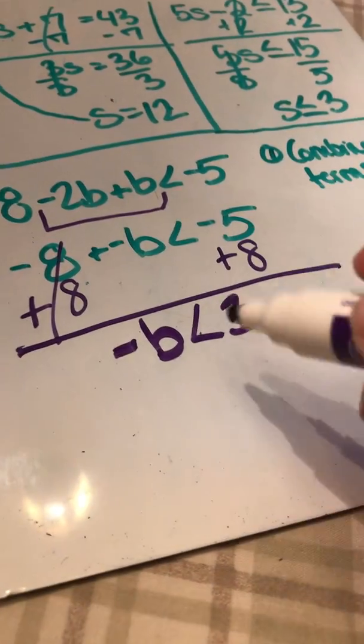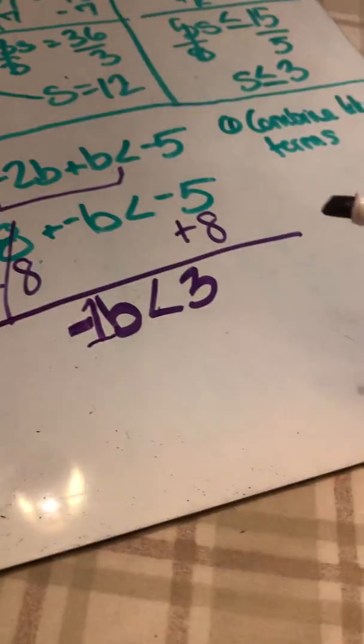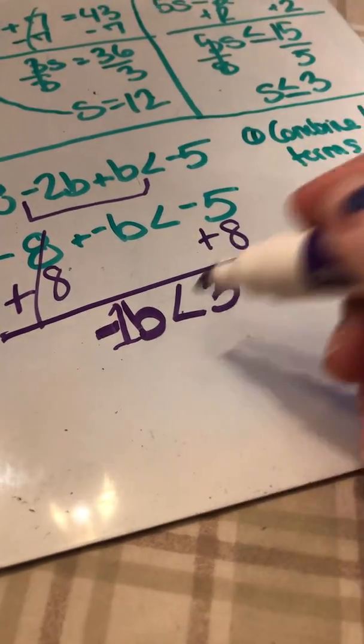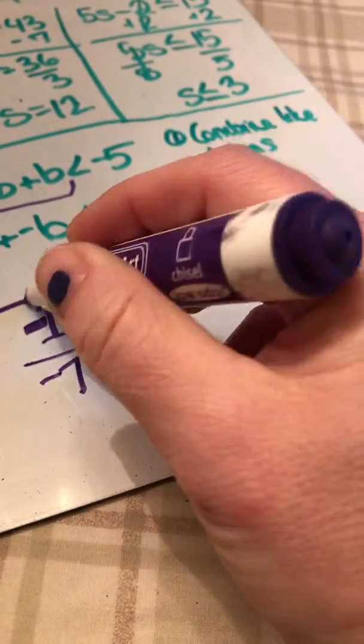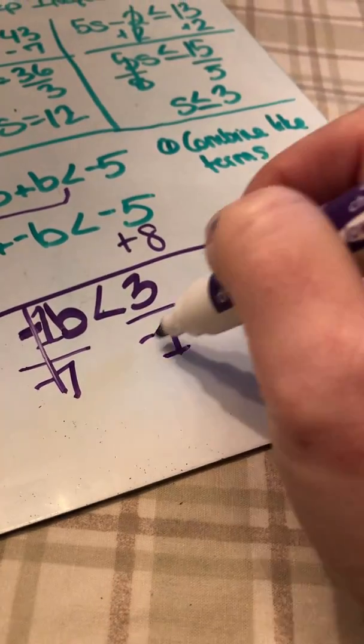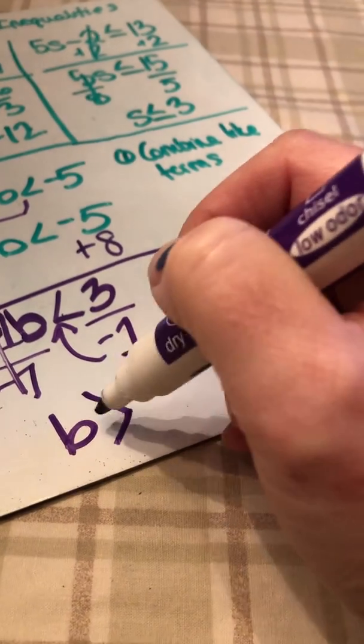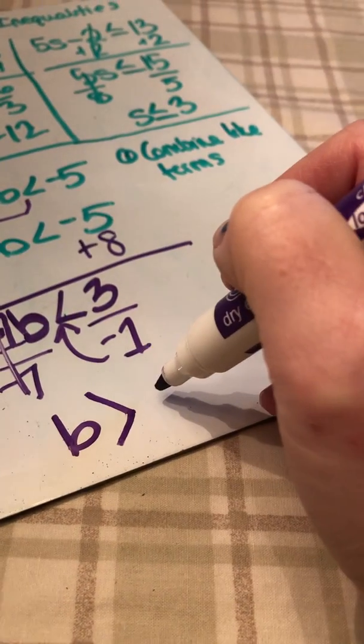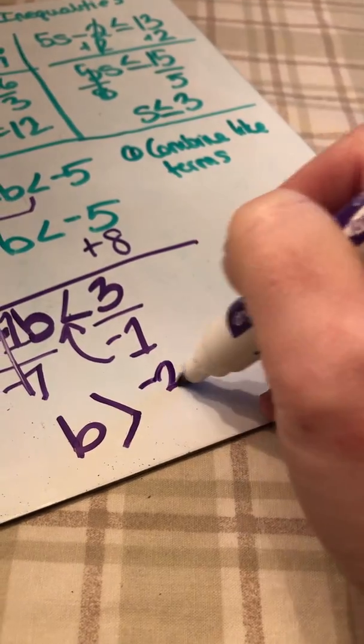But as you know, we cannot have negatives. Remember, this is like having a 1 in front of it. So it's like having a negative 1b. In order to get rid of the negative 1b, we'd have to divide each side by that. But that in turn would flip the inequality. So b is greater than negative 3.